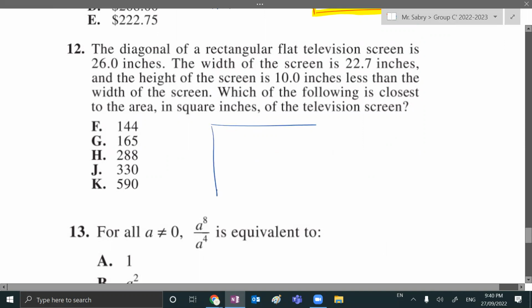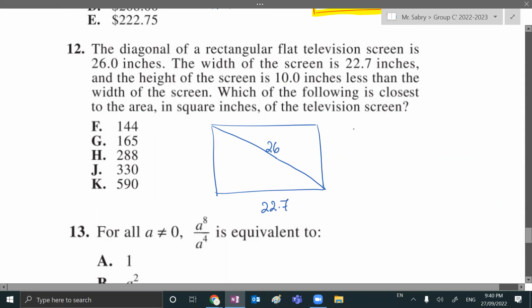So what is the diagonal? The diagonal is the line that connects between the vertices from the inside. So this one, that's the diagonal. This is the one that's 26 inches. The width of the screen is 22.7. So this here, the shorter one, is 22.7, sorry. And the height, actually the other one, whatever you prefer, 22.7. And the height of the screen is 10 inches less than the width of the screen.